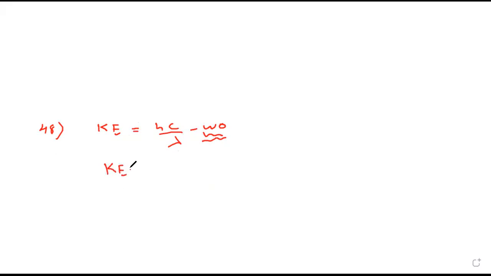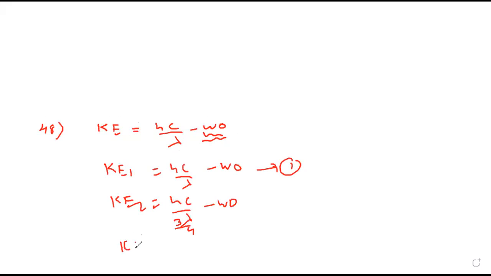So can I say Ke1 is hc by lambda minus work function, and Ke2 will be hc upon 3 lambda by 4 minus work function, that is Ke2 is 4 hc upon 3 lambda minus work function. Any doubt till this? No, sir.